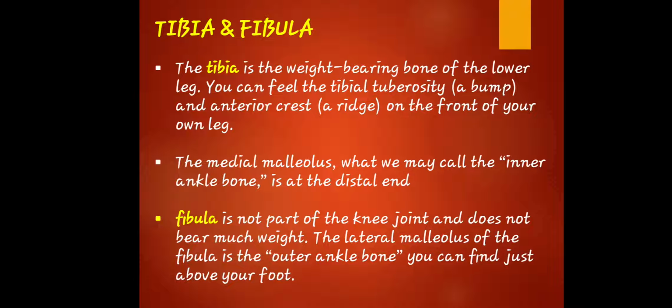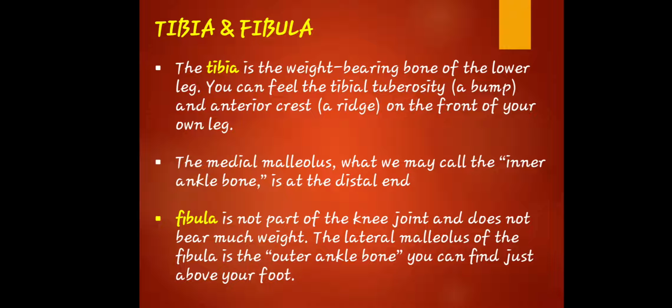Let's proceed now to the tibia and fibula. The tibia is the weight-bearing bone of the lower leg. You can feel the tibial tuberosity, or a bump, and an anterior crest, or a ridge, on the front of your own leg. The medial malleolus, what we may call the inner ankle bone, is the distal end.